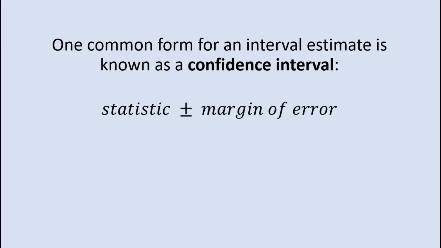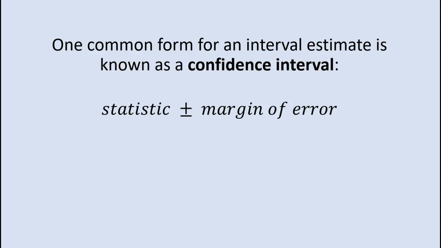We know due to sampling error that the statistic or the point estimate is rarely exactly equal to the parameter. Instead of using the point estimate, which is a single number, we can use an interval estimate. An interval estimate gives an interval of plausible values for the population parameter. One common form of an interval estimate is known as a confidence interval.